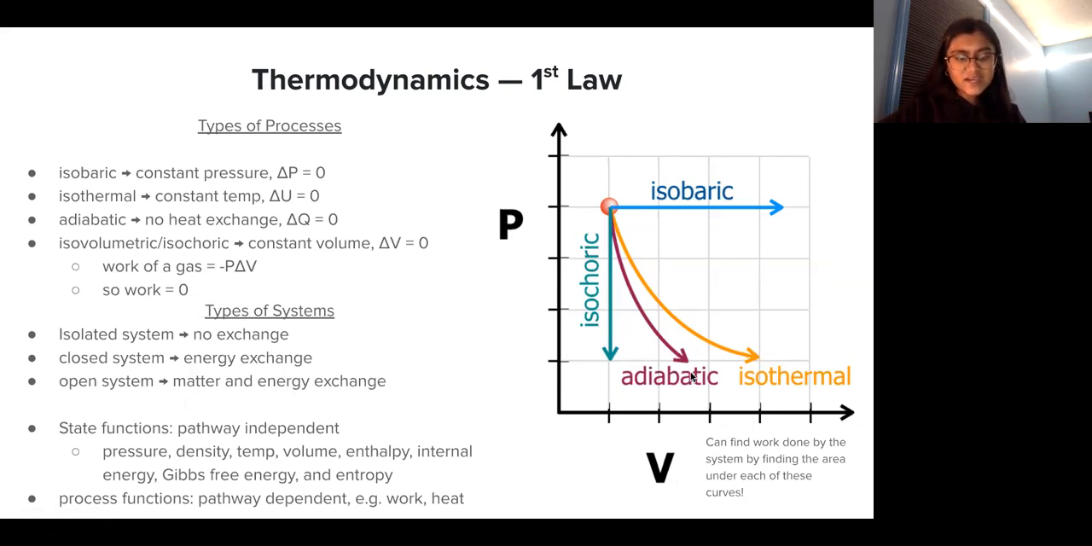And then you also have state functions. These are functions that are independent of the path that your system is taking. Some examples include pressure, density, temperature, volume, enthalpy, etc. And then you have your process functions that are pathway dependent. Some examples of those include work and heat.